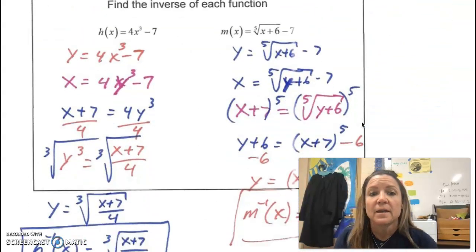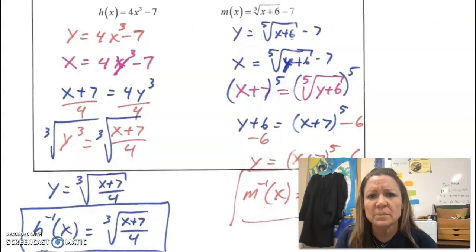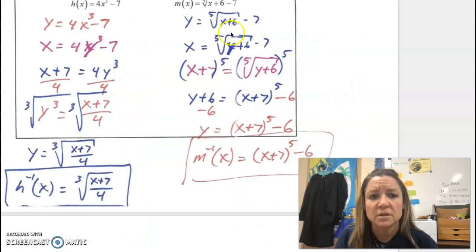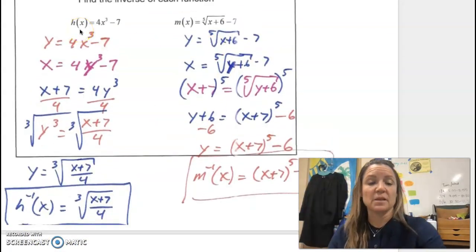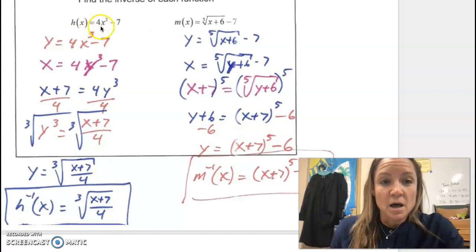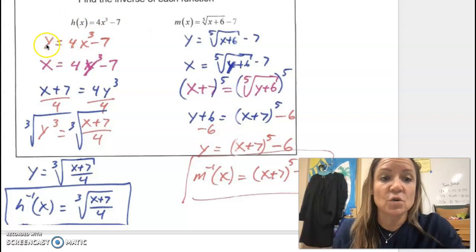All right. Let's try a slightly more complicated one. Let me shrink this just a little. There we go. That's a little better. All right. So for the h of x on the left, equals 4 times x to the third minus 7. So I swap the h of x for y.